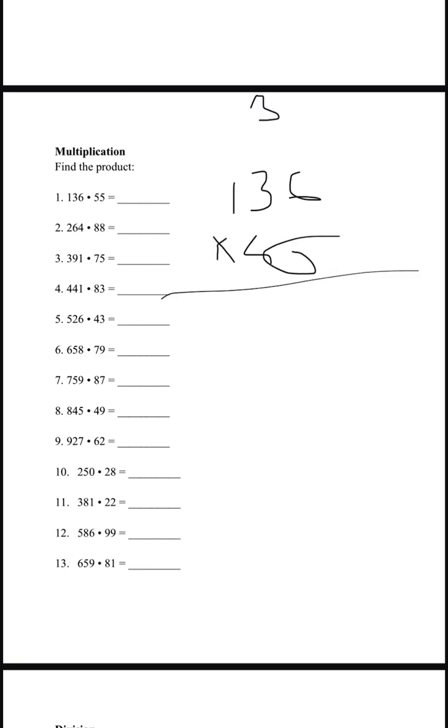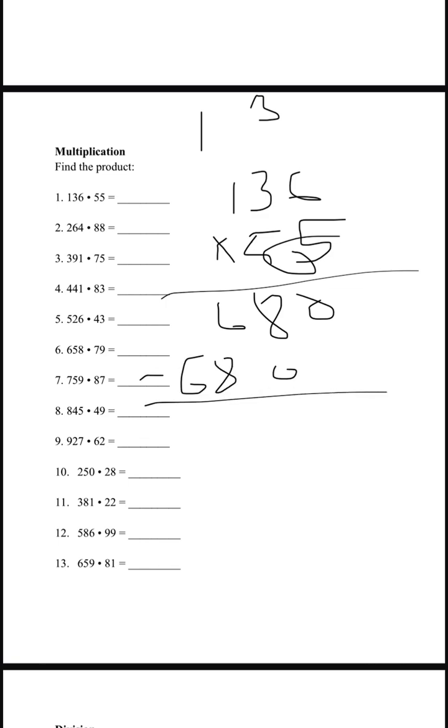5 times 6 is 30. And 3 times 5 is 15. And 5 times 1 is 5, and add 1 is 6. And it's the same thing for the tens place. So we get 6,800. And we need to add these numbers, we get 7,480 as the answer for number 1.